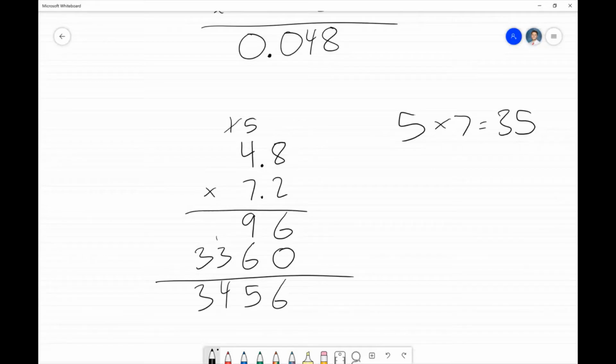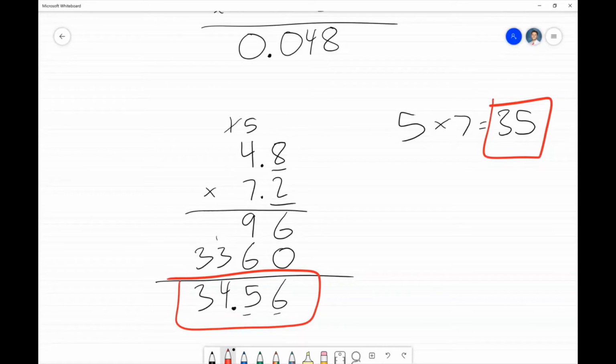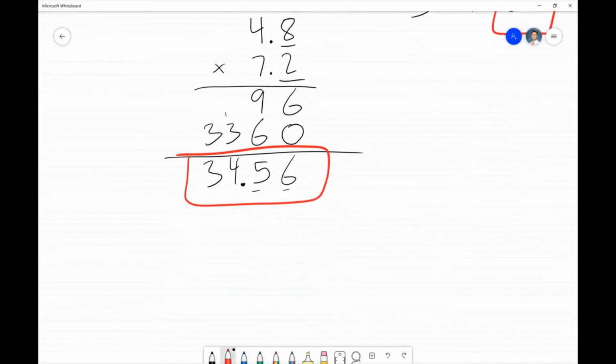And we've got 3. Again, we look at the total decimal places we have. So we have 1 decimal place here, another here, so that's 2 decimal places. So we need 2 decimal places. Our answer is 34.56. And again, we can check that with our estimate of 35, and that looks like a pretty good answer there. All right, let's look at another example here.